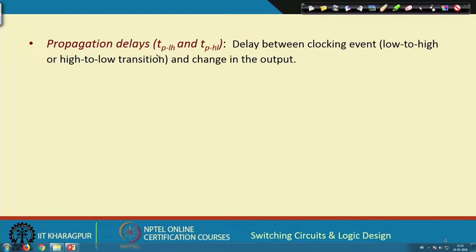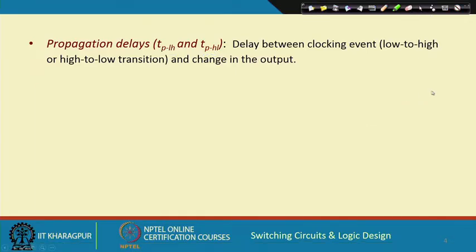The propagation delay we can define in two ways: propagation low to high transition and propagation high to low transition. After the clock has appeared, the output signal was low and becomes high, or it was high and becomes low. So, what is the total delay? Suppose the clock came here, this is the clock. With respect to the clock, the delay after which the output starts changing is denoted as T propagation delay, low to high or high to low, as the case may be.